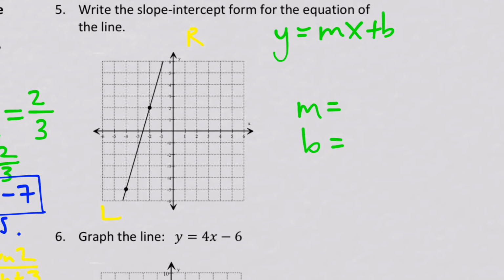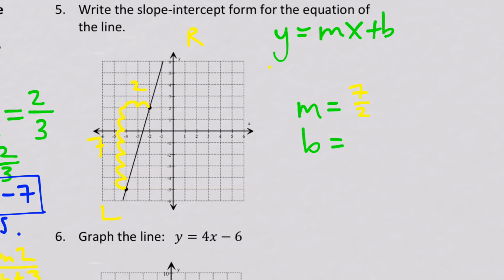So we're going to go, okay. Again, from this point, we're going to go 1, 2, 3, 4, 5, 6, 7. So I have to go up by 7. That's going to be positive. And I have to run 1, 2 across. So the slope here is going to be 7 over 2. Again, I just went up 7, and I went across 2 to reach this other point.